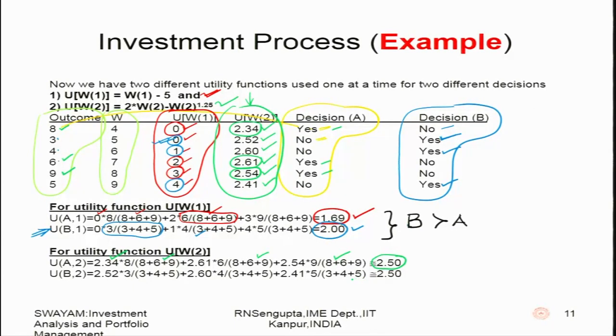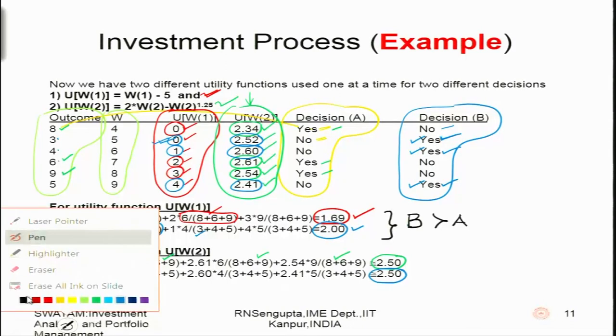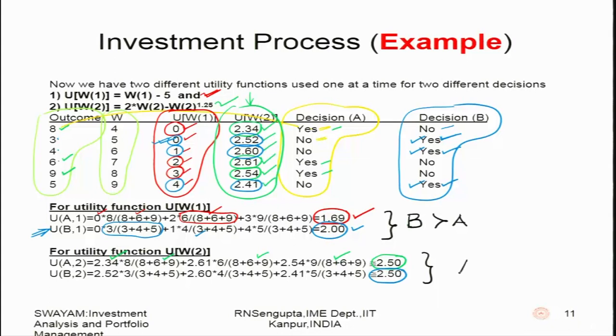So that is based on the fact that I am utilizing utility function 2 for decision A. When I change to B, the first case is yes, the second case is yes, third case is yes, and the last case is yes. So these values are given by 2.54, 2.60 and 2.41. Corresponding relative frequencies are 3 divided by 3 plus 4 plus 5, 4 divided by 3 plus 4 plus 5 and 5 divided by 3 plus 4 plus 5. When I find out the expected value, it comes out to be 2.50 also. So in this case, the person would be indifferent between A and B, they are the same.